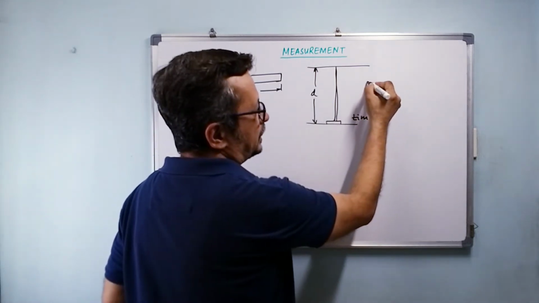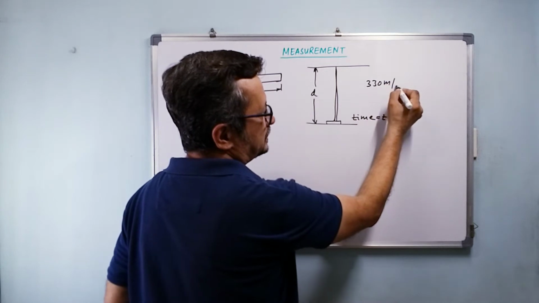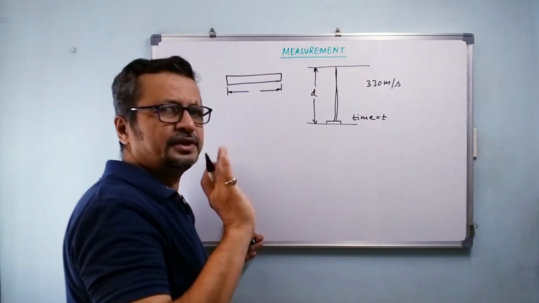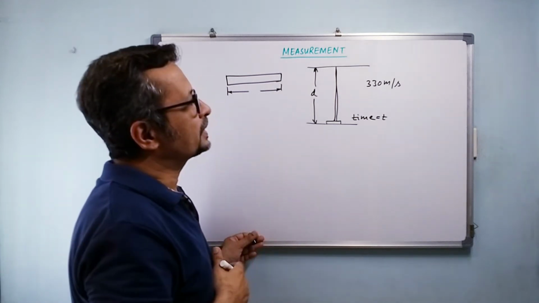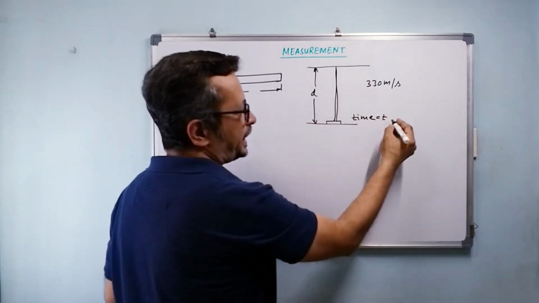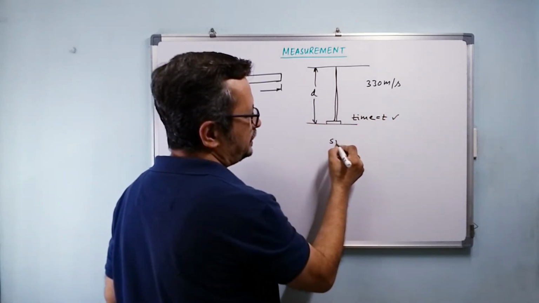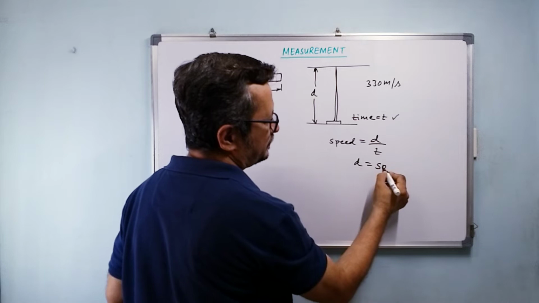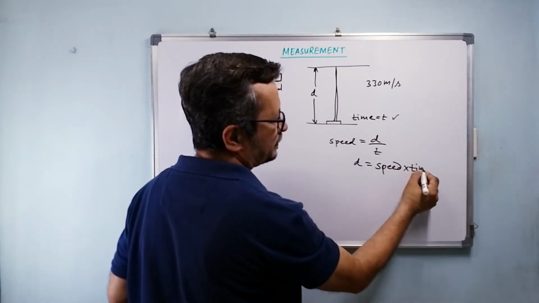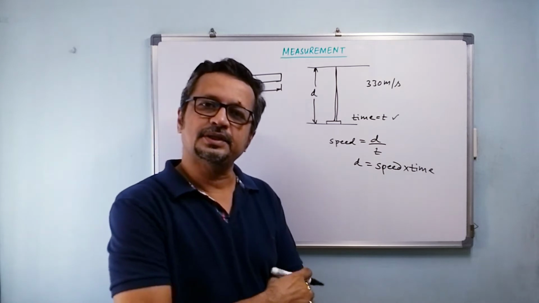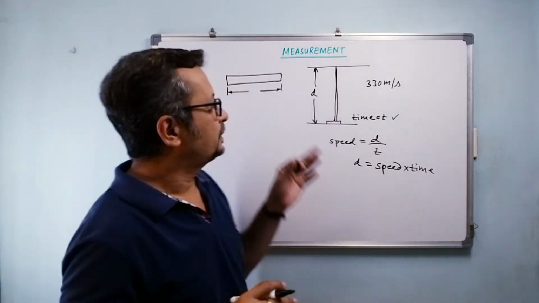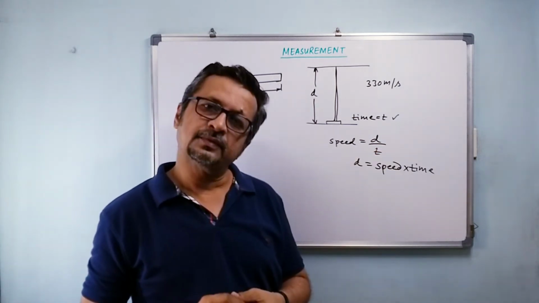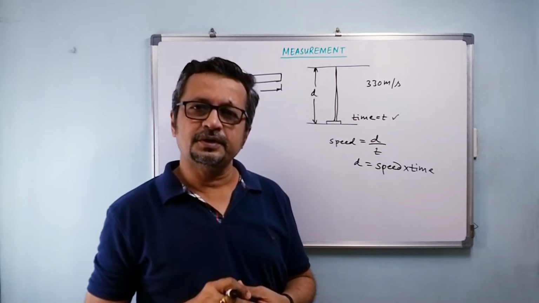Now we know the speed of sound, the speed of ultrasonic waves. It is about 330 meter per second. That is the speed of sound in air, in moderate air conditions. I know the speed, I know the time, correct? So my speed is equal to distance upon time, so my distance is equal to speed into time. So that is one way of measuring distance here. Over here I was using a meter rule. Over here I am using something else, correct? There may be different ways of measuring distance.